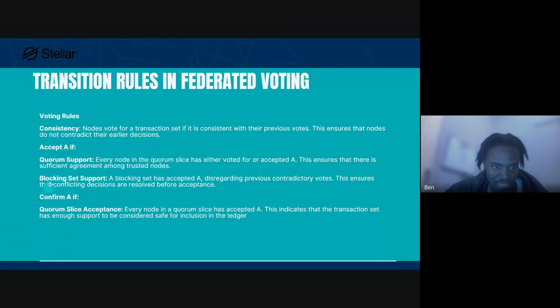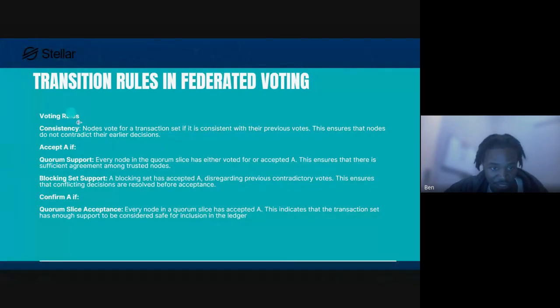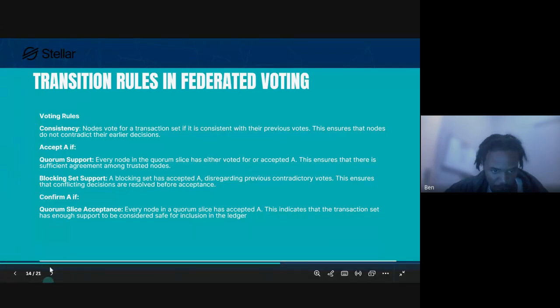Accept A also if blocking set support: a blocking set has accepted A, disregarding previous contradictory votes. This ensures that conflicting decisions are resolved before acceptance. And quorum slice acceptance: every node in a quorum slice has accepted A. Remember, A is the transaction. So this indicates that the transaction set has enough support to be considered safe for inclusion in the ledger. So these are all the steps that happen when you send a transaction.